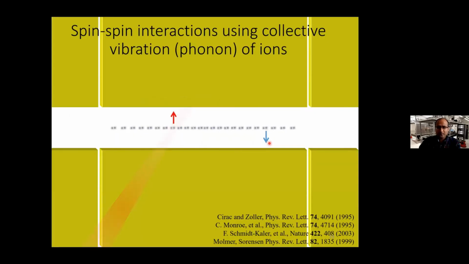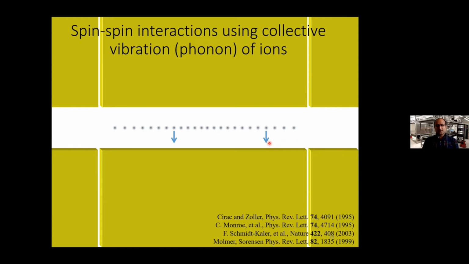Now, if you want to do any useful quantum simulation or quantum computation, then you want to create two-qubit gates or spin-spin interaction. And that's, I think, the most fun part of this many-body system. So how do you do that? Whenever you want to create a two-particle interaction, you are looking for a way for the two particles to talk to each other.